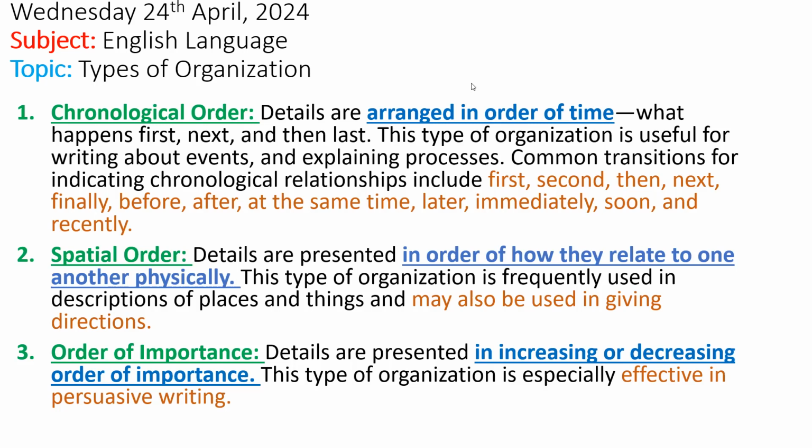Chronological order. Details are arranged in order of time. What happens first, next, and then last. This type of organization is useful for writing about events and explaining processes. Common transitions for indicating chronological relationships include first, second, then, next, finally, before, after, at the same time, later, immediately, soon, and recently. Very good.